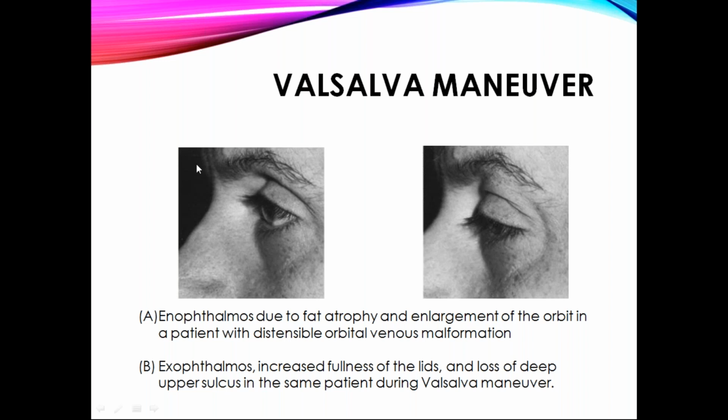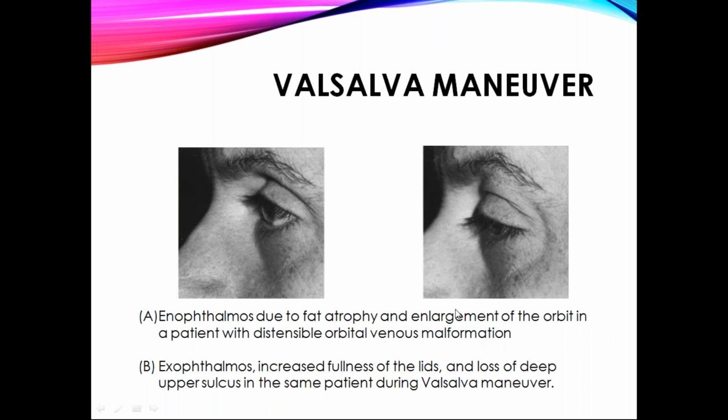So you can see here this eye has gone inside. When he does a Valsalva maneuver, the same eye has protruded forwards. You can see this is the sulcus margin. When he performs the Valsalva maneuver, the eye gets pushed forward. So this is seen mainly in patients with orbital venous malformations.